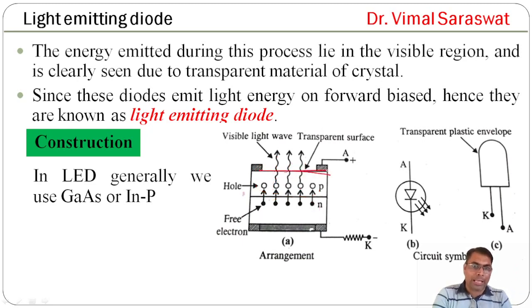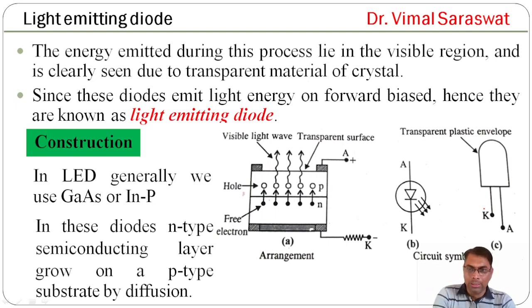Here we have a transparent surface, so the light emitted during this process can be easily seen through it, and this is the symbol of LED. The arrow in the outward direction shows that light is emitted in such a type of diode. A means anode and K means cathode.